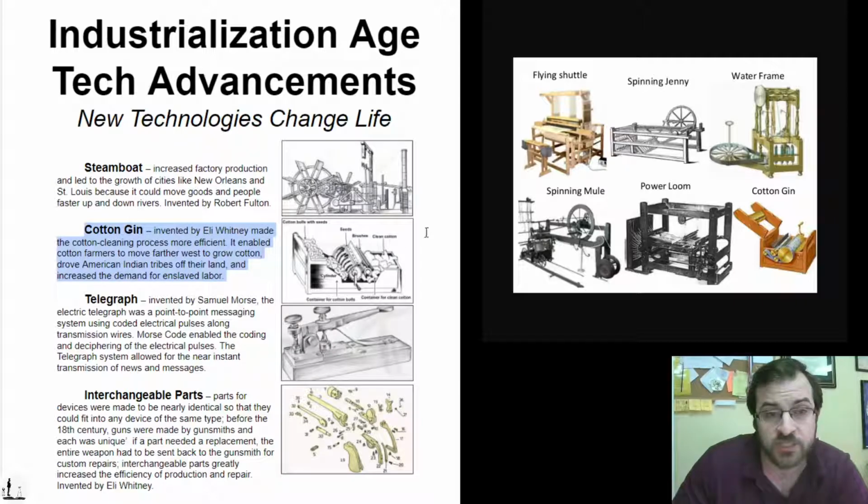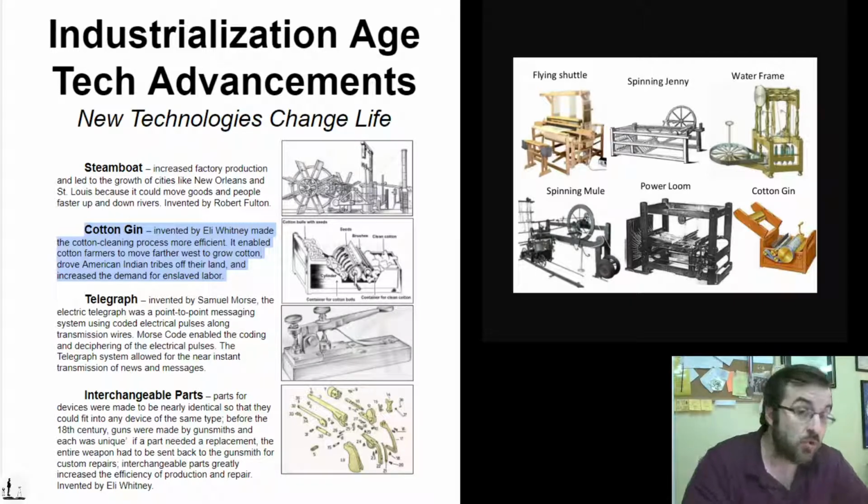Next, we have the cotton gin. The cotton gin was invented by Eli Whitney, and it made the cotton cleaning process much more efficient. It enabled cotton farmers to move farther west to grow cotton, and it drove American Indian tribes off their land. And this is because it increased the demand for enslaved labor.